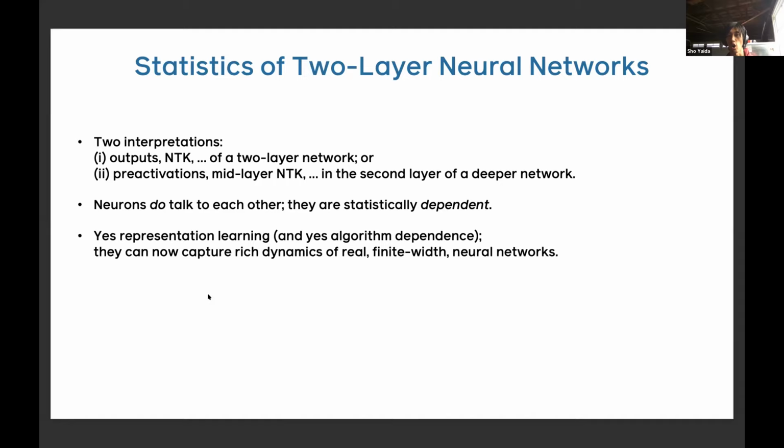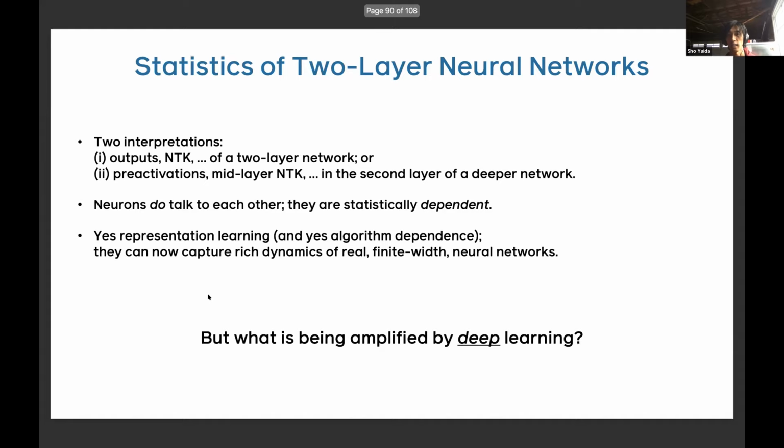And neurons do talk to each other. They're statistically dependent, and there's representation learning and algorithm dependence, so that they now start to capture the rich dynamics of a real finite neural network. And I'll take another 10 minutes to describe what the deep neural network does, but I'll be quick.